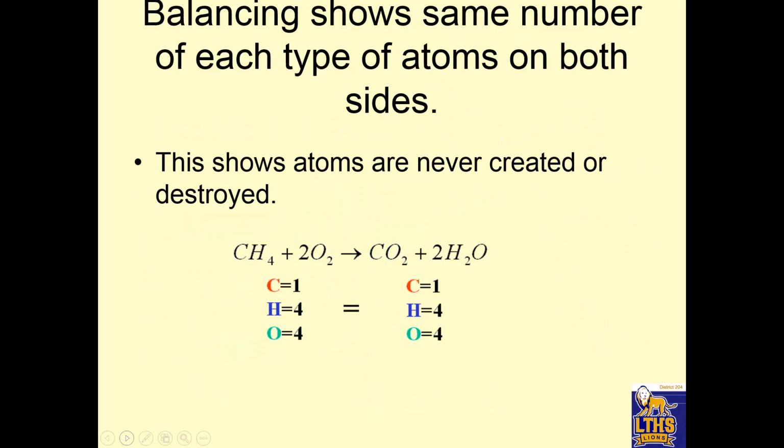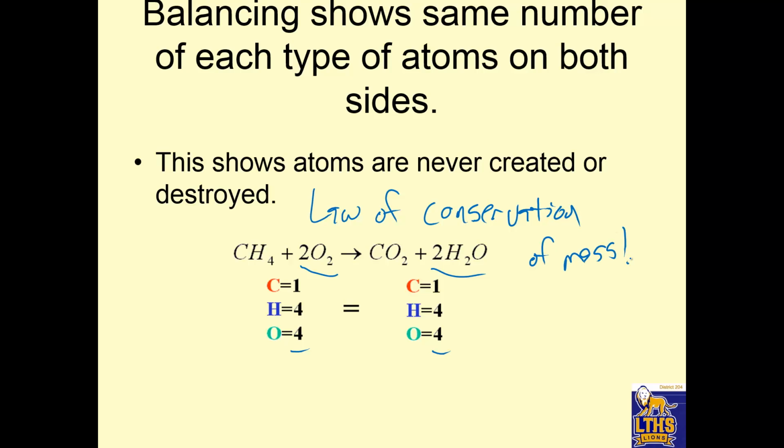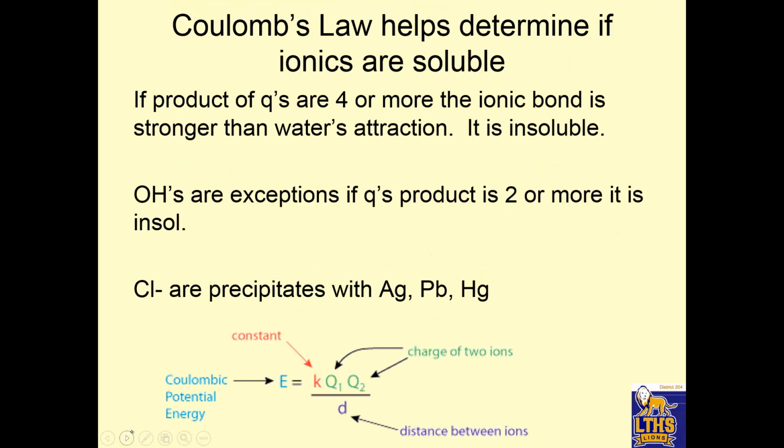Balancing shows the same number of each type of atoms on both sides. This shows atoms are never created or destroyed. So notice here, we're balanced. I have 4. We're balanced, I have 4. So why? Balancing shows that atoms are never created or destroyed. So that means law of conservation of mass. So know that. That's why I balance equations.